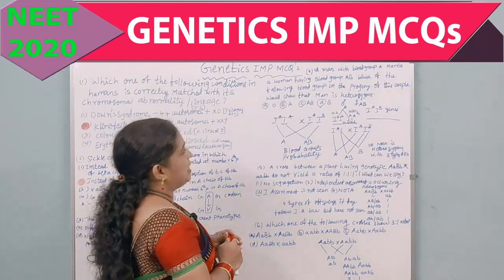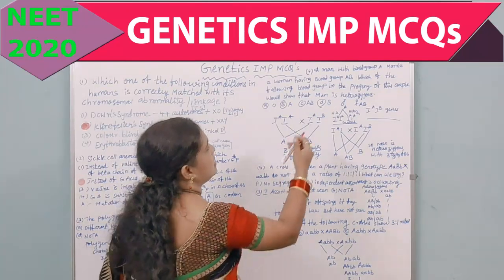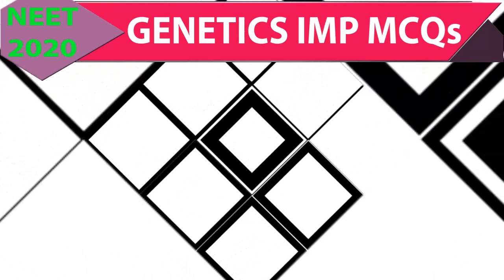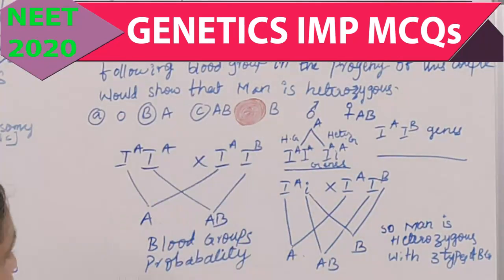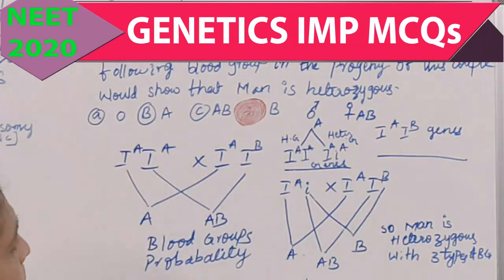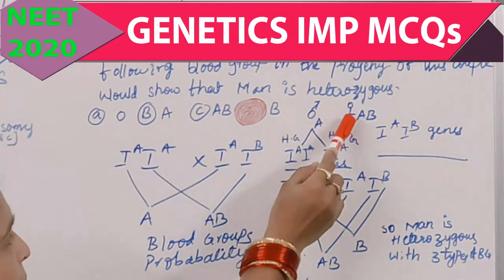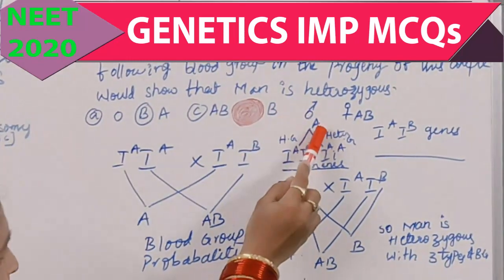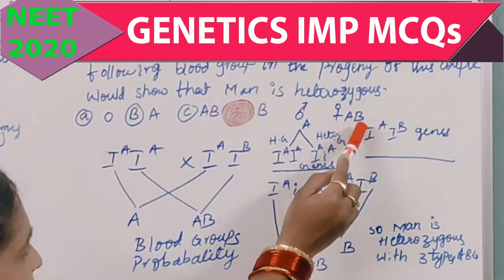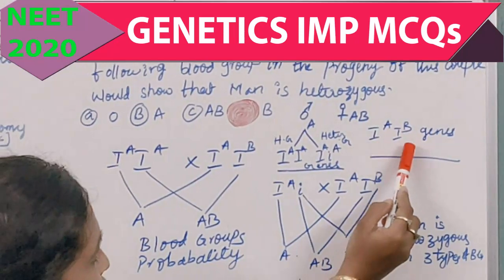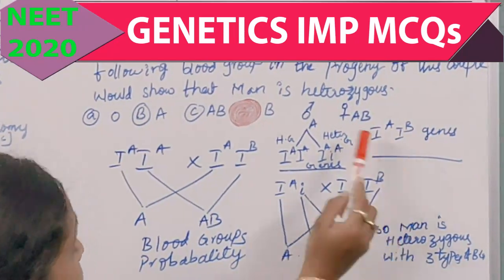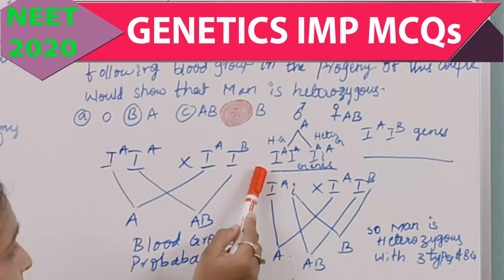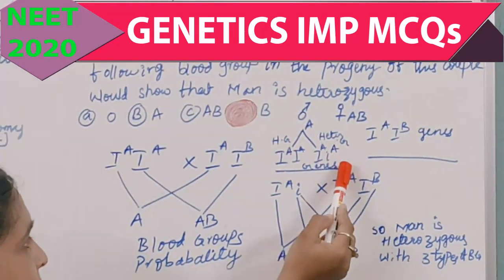But according to this, the answer is D1, and you have to bubble it. That is, option D is the correct one. See, we are going to represent the male one like this and the female one like this. In the question they have mentioned the male as an A blood group and the female as AB. So you are going to get the genes like this for the female one, and the male one has the probability of getting the homozygous genes as well as the heterozygous genes.